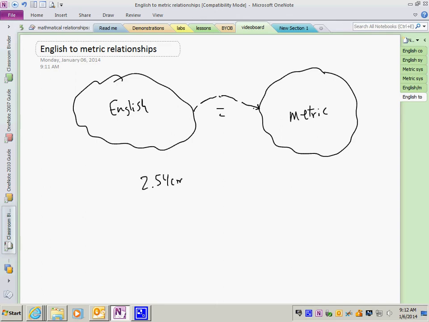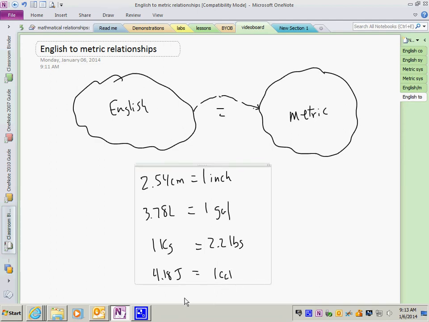2.54 centimeters equals 1 inch. And 3.78 liters equals 1 gallon. 2.2 pounds equals 1 kilogram. Okay. 4.18 joules equals 1 calorie. These are all of our conversion links. Okay. Just a quick example of how this might work.